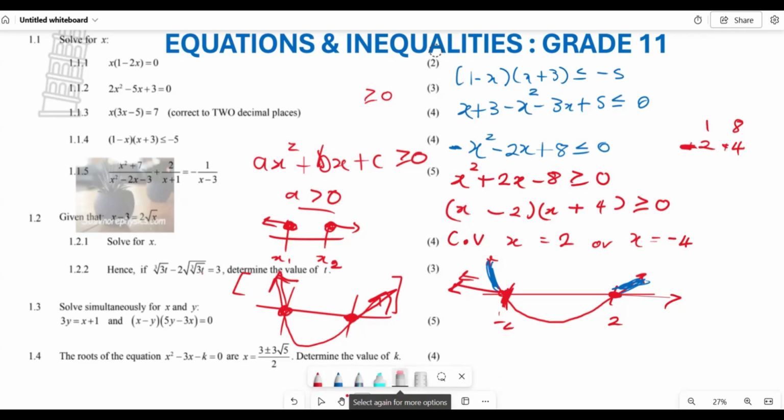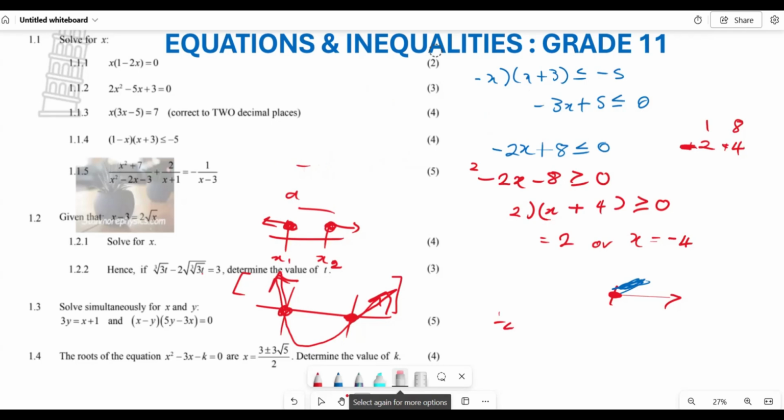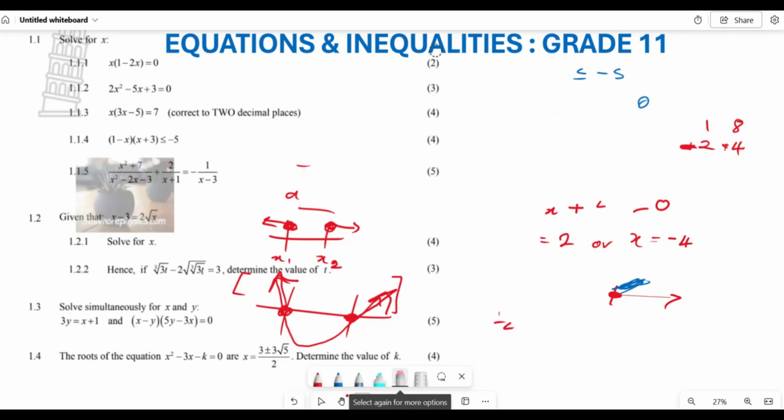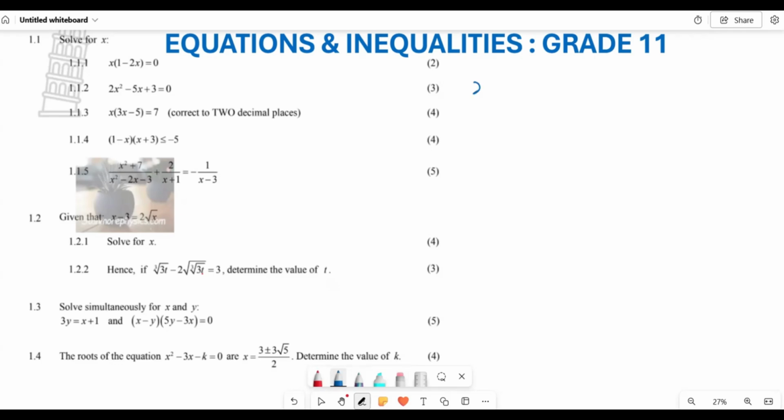Now, let's continue to our 1.1.5 and see what we can do from here. I know I've exhausted most of my time when it comes to the inequalities, but it is for a good cause. Look, here we're having x squared plus 7.